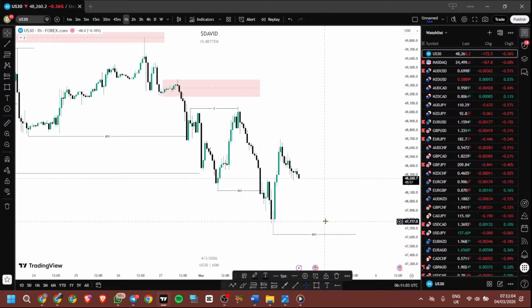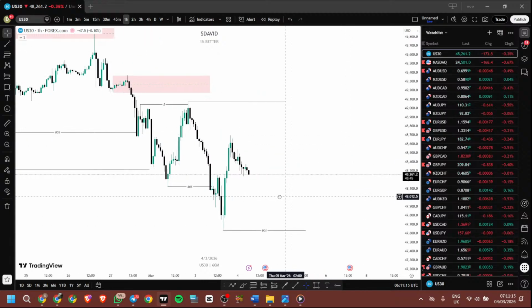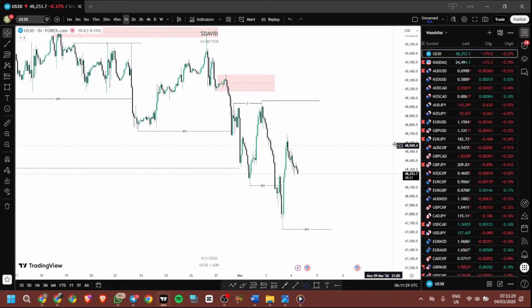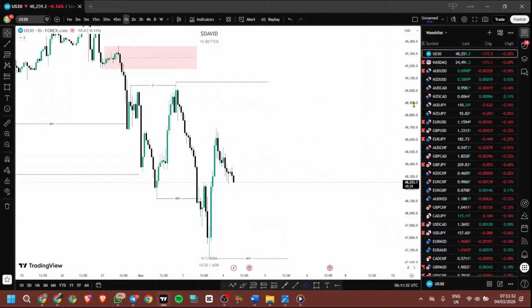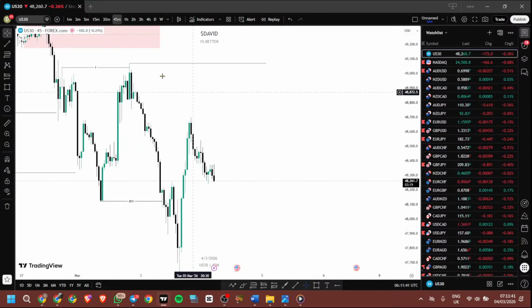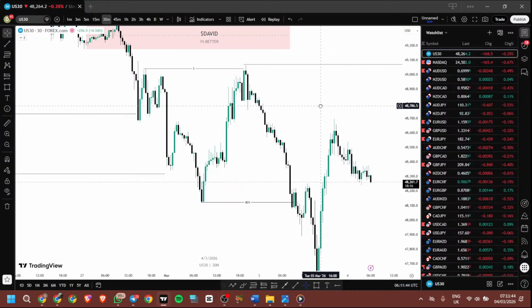So in anything we are doing in this zone, right? In this zone here, we want to see price in this zone. Anything we are doing in this zone, we want to see price break this zone. So what are we looking for? We're still looking for a sell, right? So let's go lower. Let's go to 30 minutes.